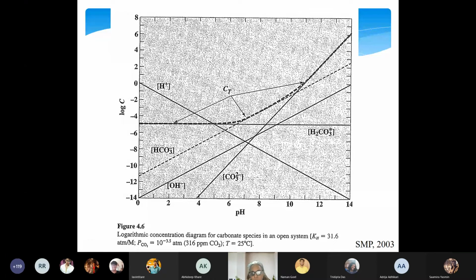Now, why am I going through all this? The second question, like I said, the main question we're trying to answer over here is that if CO2 emissions continue to increase, what is the impact on acid rain? Not just acid rain, what is the impact on pure rainwater? And what is the impact on surface water bodies, including oceans?